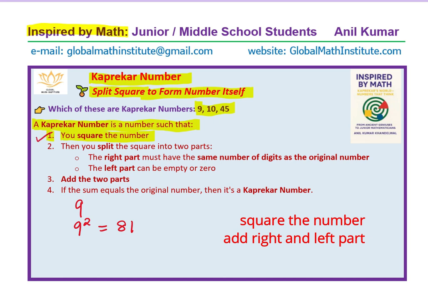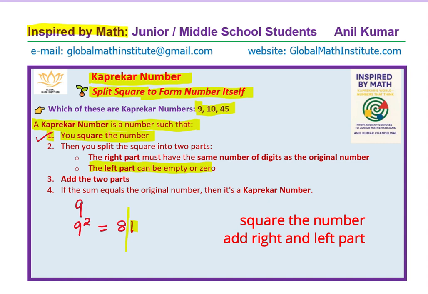This part is over. The second part is you split the square into two parts. The right part must have the same number of digits as the original number. The original number has one digit, so we are going to split it into two parts. The right part has one digit, and the left part is 8. So the right part must have the same number of digits as the original number, which is, right part is 1. And the left part, whatever remains, is the left part, right? In this case, it is 8. Now, it's also mentioned that the left part can be empty or 0, right?